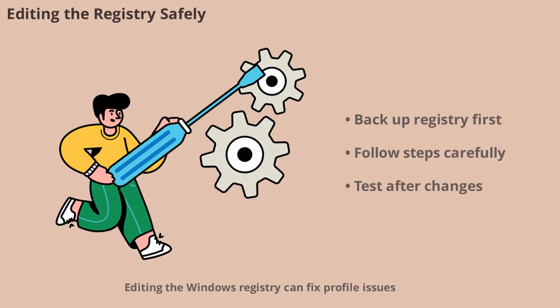Editing the Windows registry can fix profile issues, but it must be done carefully. Always back up the registry before making changes. Mistakes can cause system instability. Follow the steps precisely. Delete the normal SID key, rename the .bak key, and double-check the ProfileImagePath points to the correct folder. Once done, log off and log back in to test.